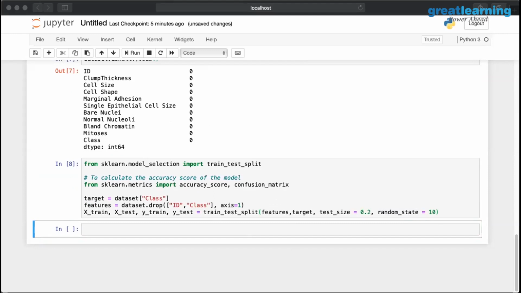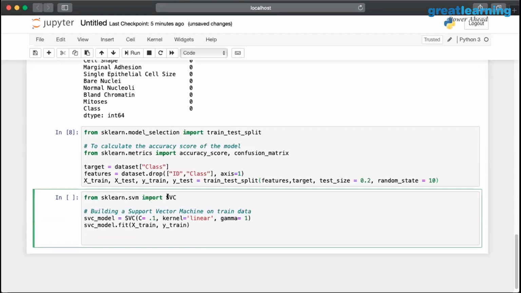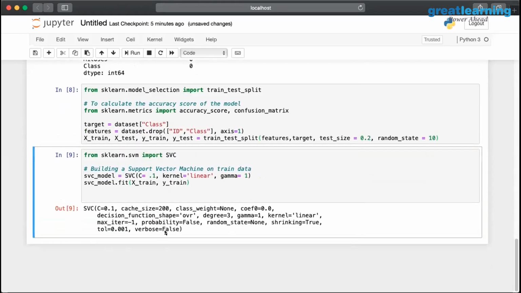So sklearn is a separate package all in itself, and I can now import SVC. I'm setting a very low cost, and I'm having a linear kernel with a gamma of 1. So this shouldn't matter by default. If I fit it, you will find these parameters.